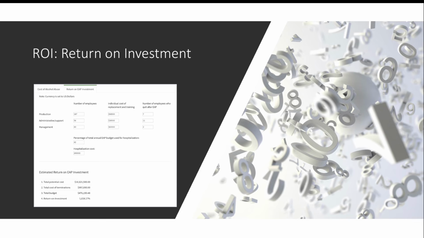Using an ROI calculator, it was concluded that this EAP resulted in a positive return on investment of over 1,000%. Since this is a positive ROI, our organization can conclude that this employee assistance program was a successful allocation of resources within our annual budget.